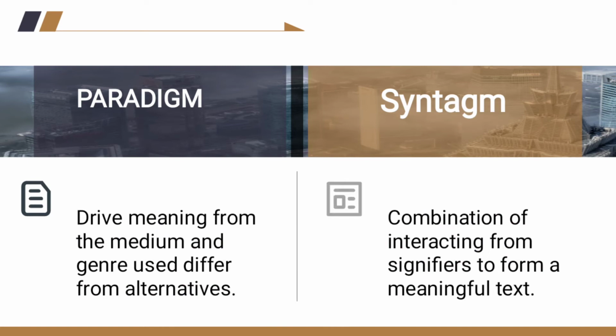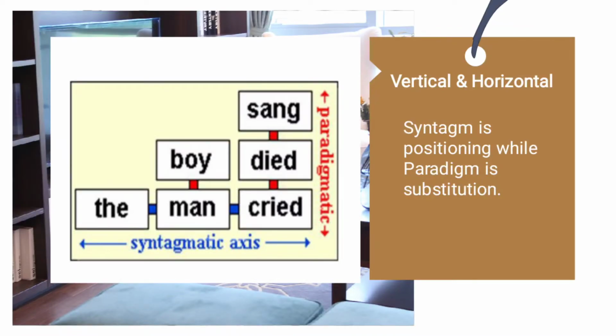Okay, let us now differentiate what is paradigm and syntagm. What is paradigm? Paradigm derives meaning from the medium and genre used, which differ from alternatives. And syntagm is the combination of interacting signifiers to form a meaningful text. Yes, because of the syntagm, we can combine different meaningful texts. For example, from our past graph, the man cried, at the same time it can become the man died or the man sang. It depends upon us.